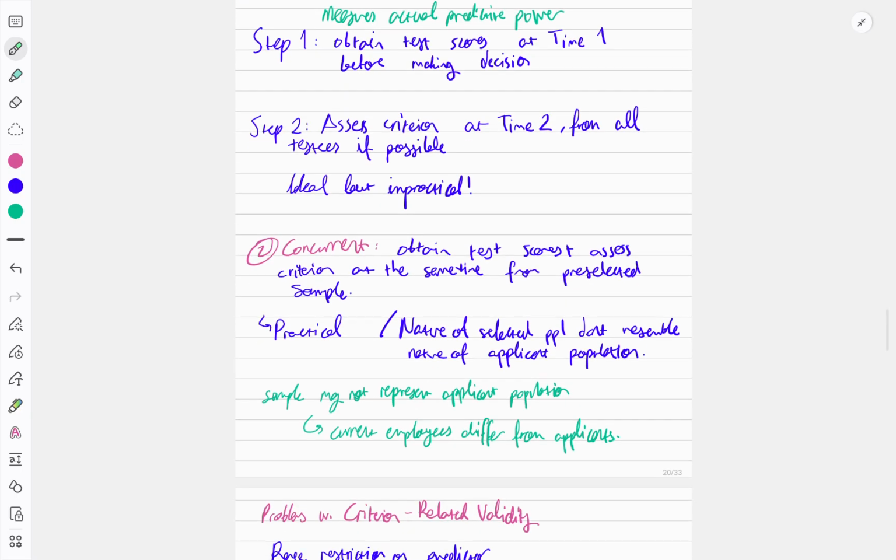So instead we can use the concurrent strategy, in which we don't need to wait a year. We can obtain test scores and assess the criterion at the same time from a pre-selected sample. It's practical, but the nature of selected people may not resemble the nature of the applicant population.